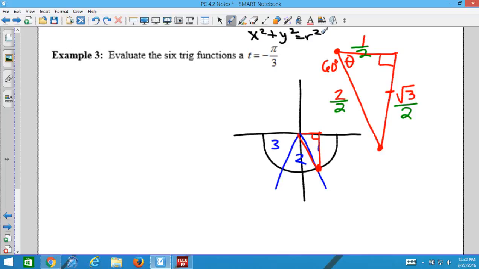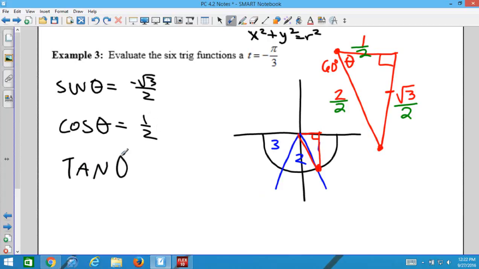All right, so we have our 3 values, and we're going to go ahead and find sine, which is y, which is negative square root of 3 over 2. Cosine is x, 1/2. Tangent is y over x. I'm just looking at my sine and my cosine right above it. I'm doing y over x. What's going to happen to that 2 and the 2? So I just get negative square root 3.